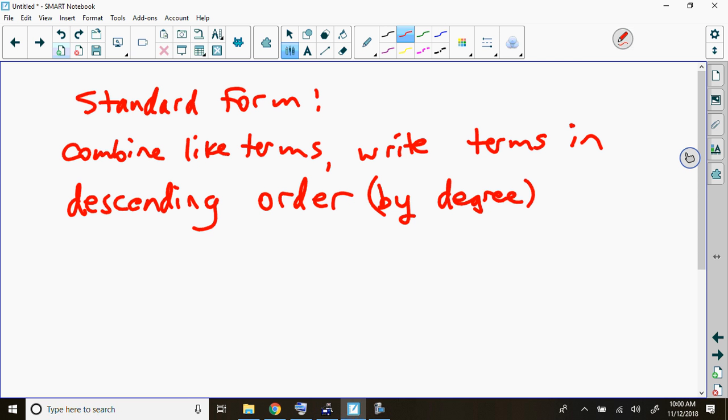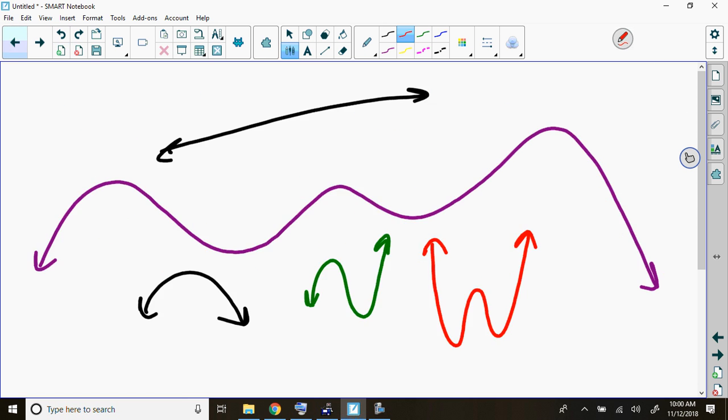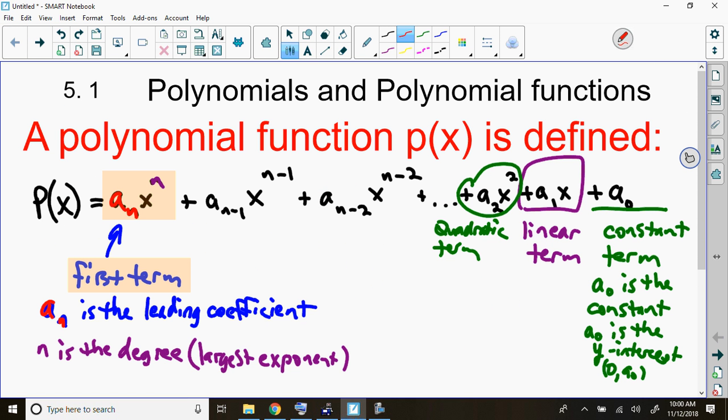And if you go back to the definition of a polynomial, what a polynomial function is, remember the first exponent was n, and the next one was n minus 1, and the next one was n minus 2, and so on. Does that make sense? Cool. How are we doing so far with this polynomial business? Do we get it? Okay.